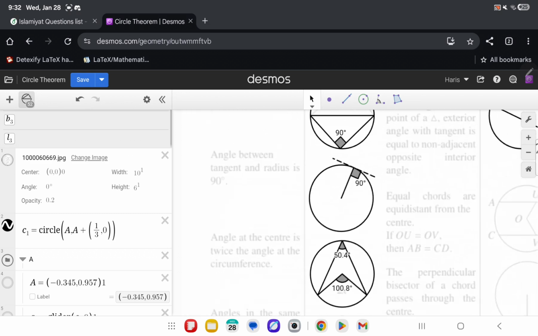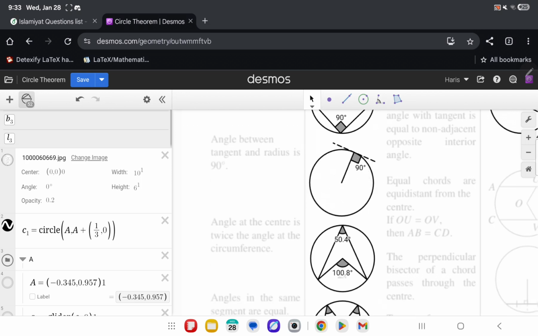Next is angle between tangent and radius is 90 degrees. This is straightforward and easy to understand. If we have a radius and we make a 90 degree angle at this point, then we will get a tangent. The tangent is always 90 degrees to the radius, anywhere on the circle.